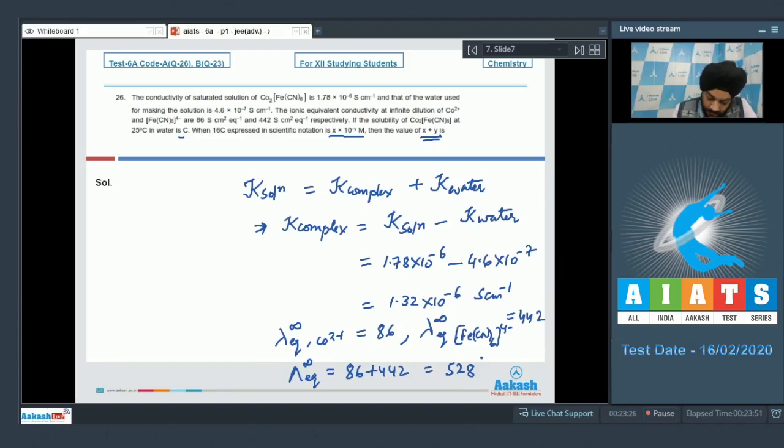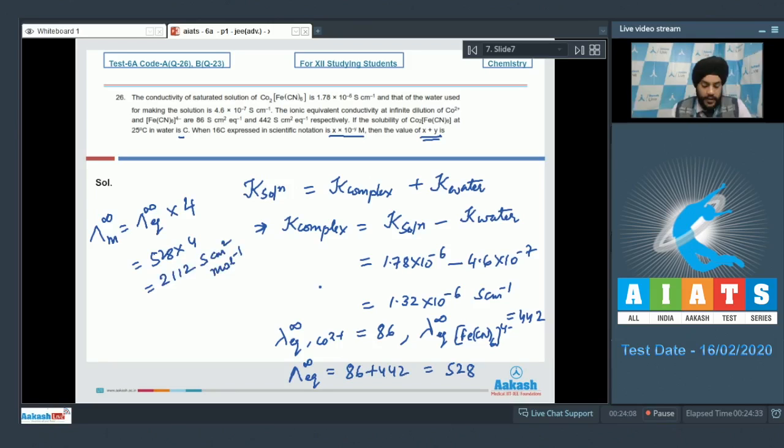Now we can find out the molar conductivity at infinite dilution, students. We were dealing with the equivalent conductance. So we have lambda m, m is for molar. This shall be equal to the lambda EQ at infinite dilution into the n factor, and we can see that the n factor for this complex is equal to 4. So we have 528 x 4, which is equal to 2112 Siemens centimeter square mole inverse. So now students, using this lambda m infinity and using the kappa of the complex, we can calculate the solubility of this sparingly soluble complex which is given to us.